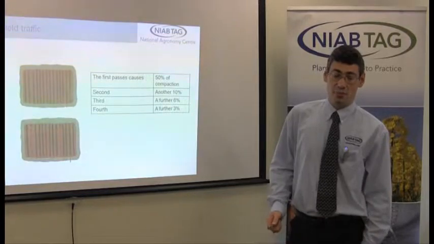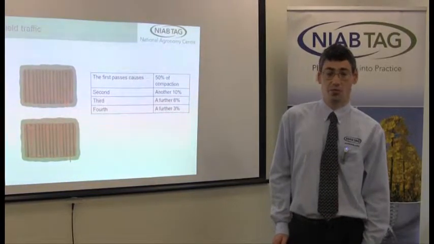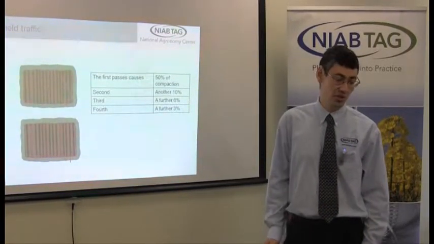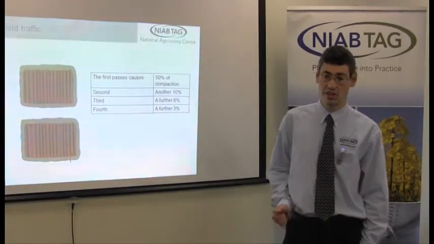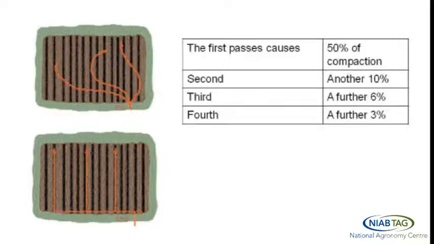Field traffic obviously is probably one of the greatest ways of transferring the compaction to the soil. Particularly at harvest operations, when you can effectively have to go randomly across the field, and that will increase the damage caused to the soil.